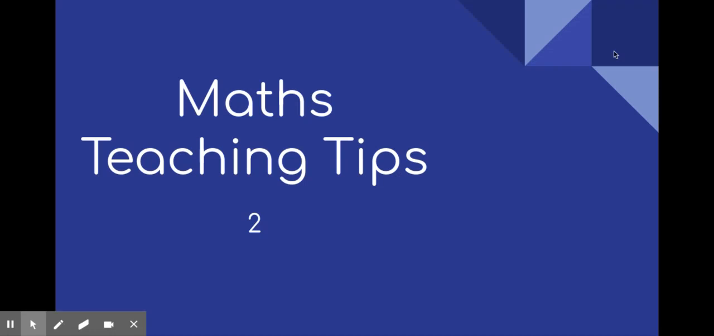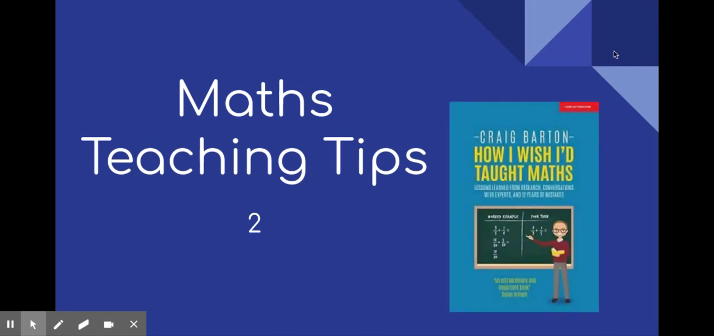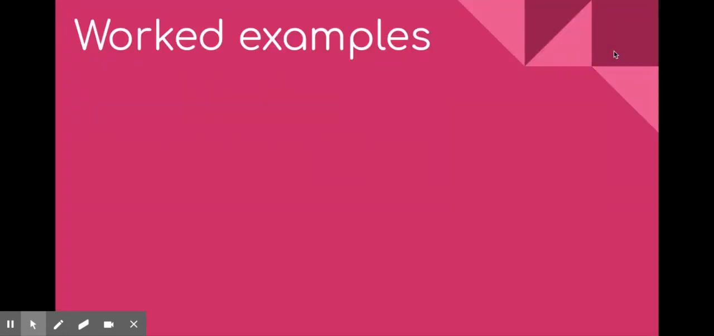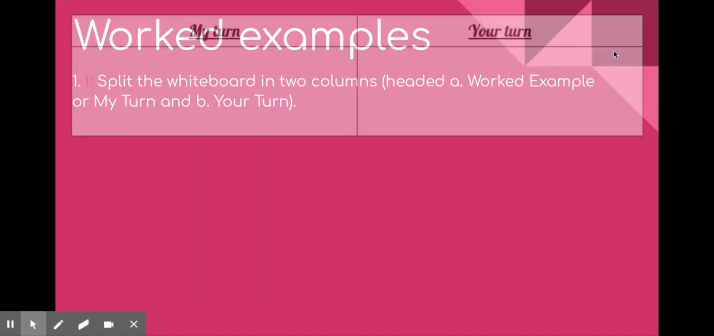This is the second video in a series on maths teaching tips based on research by Craig Barton. One of the fundamental tips from Craig Barton's book is to regularly include worked examples. Firstly, split the whiteboard into two columns headed Worked Example or My Turn, and Your Turn on the right.